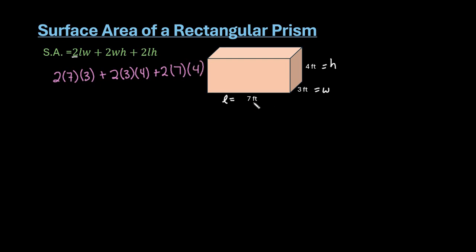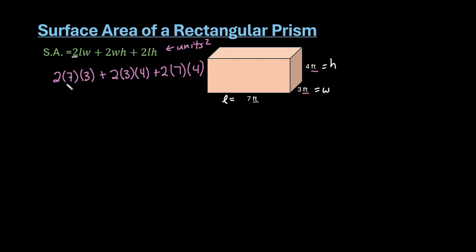We need to remember that the units on these are feet. For surface area, the units are always going to be squared because you're talking about area. So it's feet times feet, really feet times feet for all of these. So the answer is going to be in units squared.